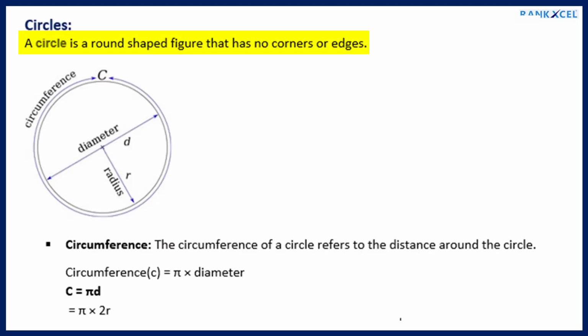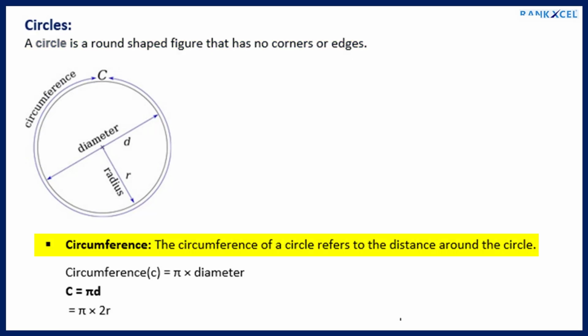Circles. A circle is a round-shaped figure that has no corners or edges. Circumference. The circumference of a circle refers to the distance around the circle. Circumference C equals pi times diameter. C equals pi d. Equals pi times 2r.